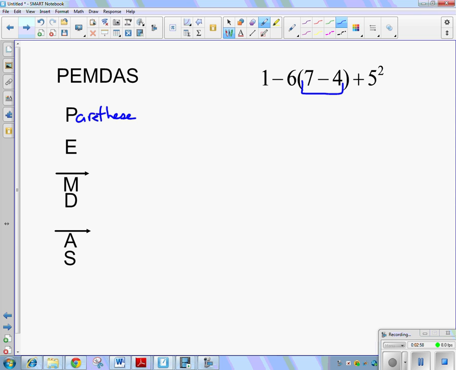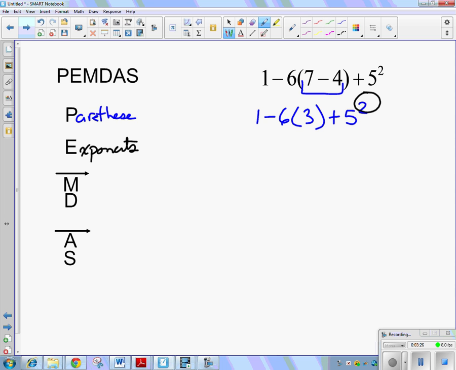So in our example, we're going to do the stuff inside the parentheses. It's going to give us 1 minus 6 times 3 plus 5 squared. After the parentheses come exponents. Remember, exponents tell us we're multiplying a number by itself so many times. We have an exponent, this 2, so we're going to take care of that exponent.